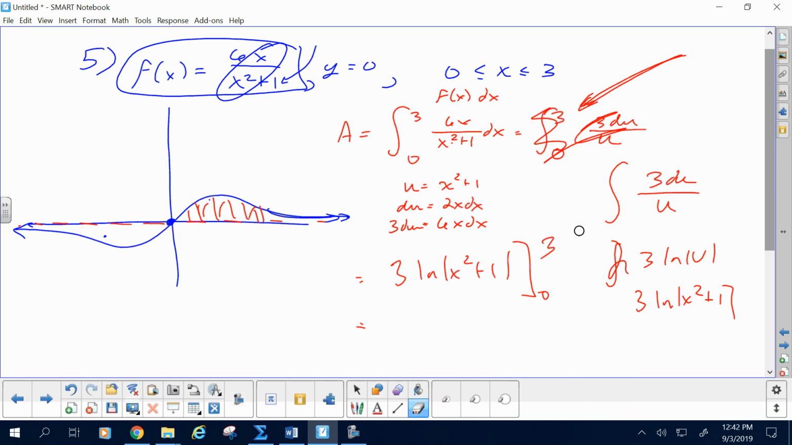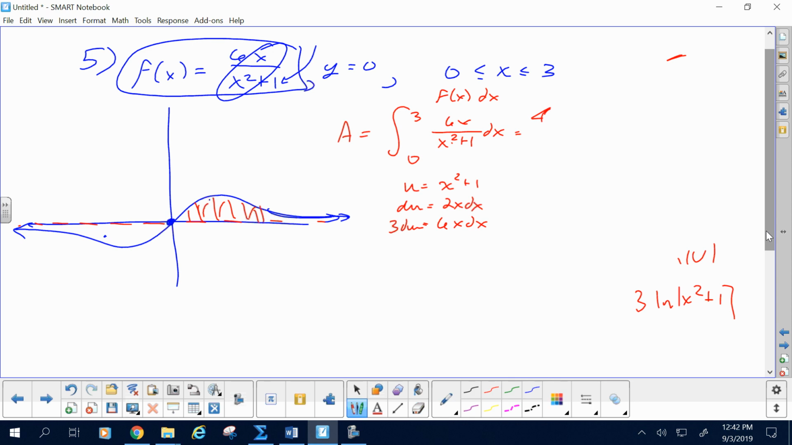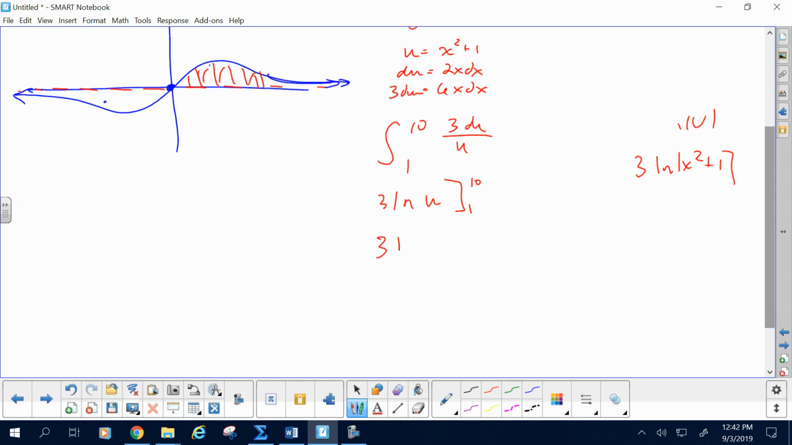What did the limits change to? I'm sorry, what was the lower limit? 1 to 10. Perfect. Okay, so did you get an antiderivative of 3 natural log of u from 1 to 10? Yes. Okay. So that's 3 natural log 10 minus 3 natural log 1. Natural log 1 is 0. So just 3 natural log 10, or natural log of 1,000, if you like. Very cool.